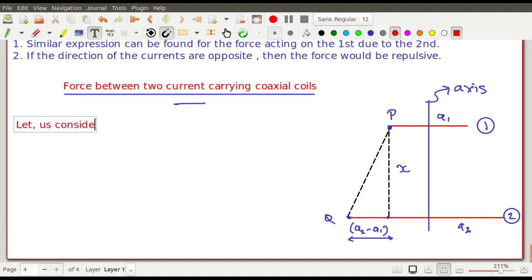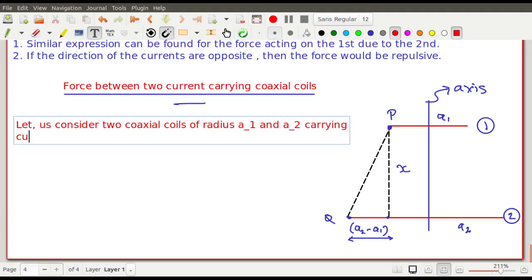Let us consider two coaxial coils of radius A1 and A2, carrying currents I1 and I2 in the same sense.